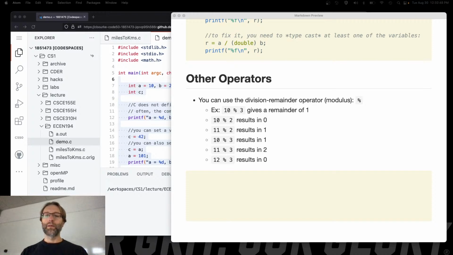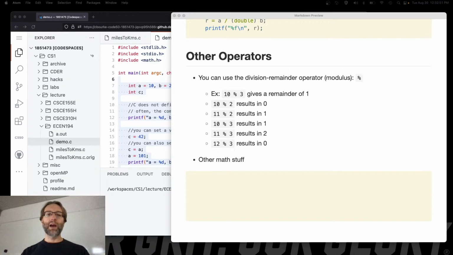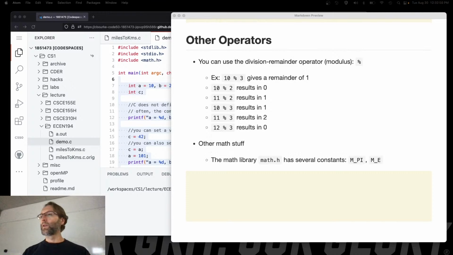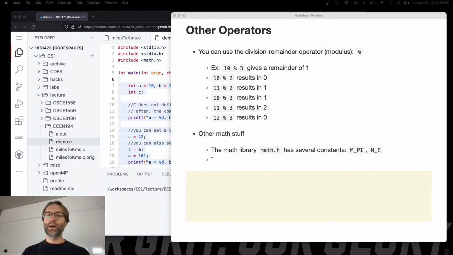Other math stuff. Again, the math library has constants. One of those being pi, the other one being e. What is e? That's the natural exponent, 2.71 and so on. You also have trigonometric functions like sine, cos for cosine, tan for tangent. We already saw square root and power. Pow, and log.